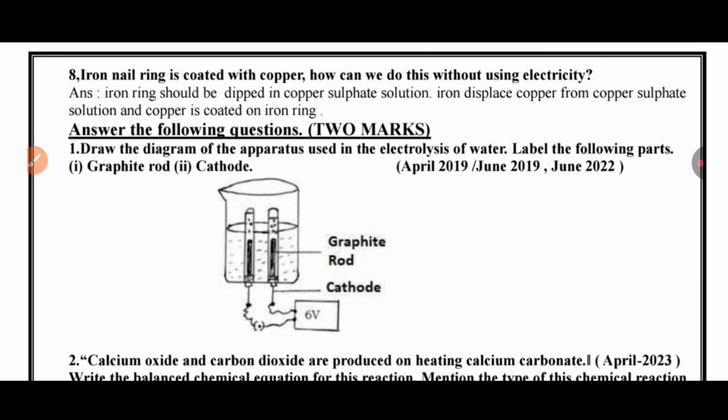Next question. An iron ring is coated with copper. How can we do this without using electricity? The iron ring should be dipped into copper sulfate solution. Iron displaces copper from the copper sulfate solution and copper is coated on the iron ring. In this way, we can coat the iron with copper without using electricity.